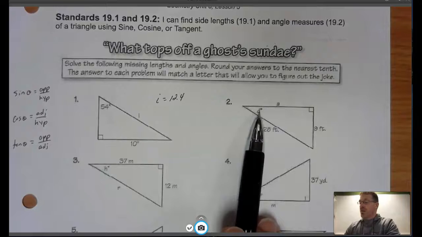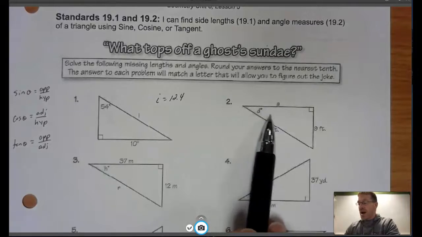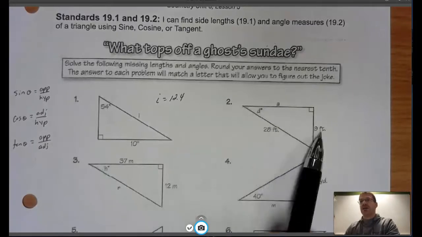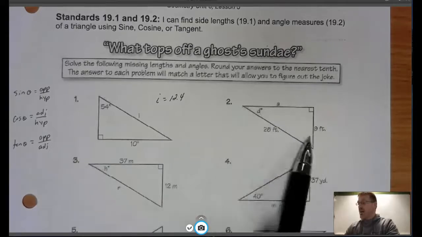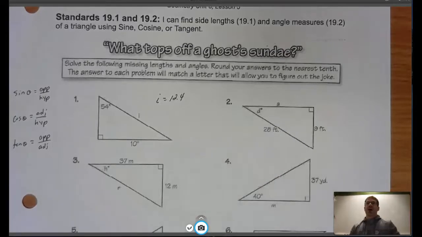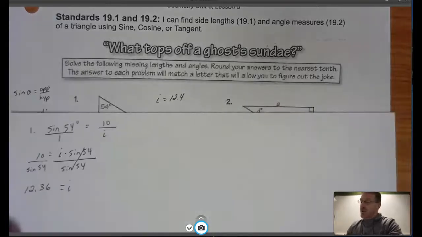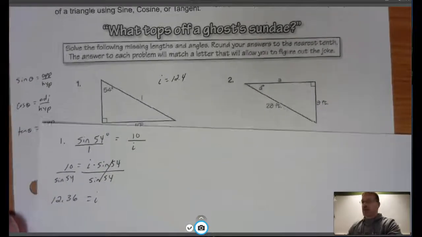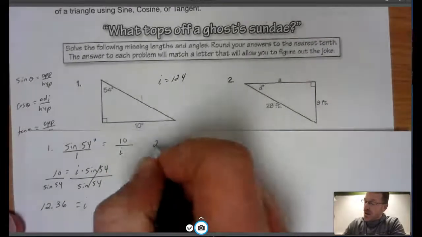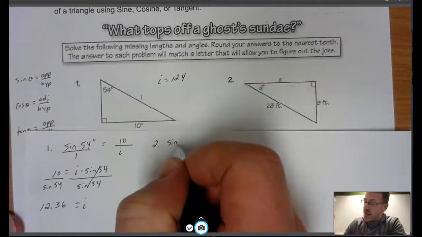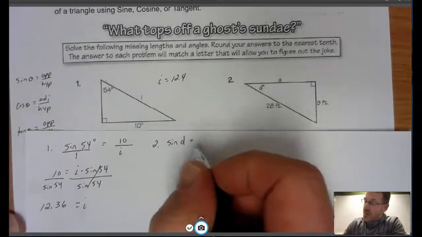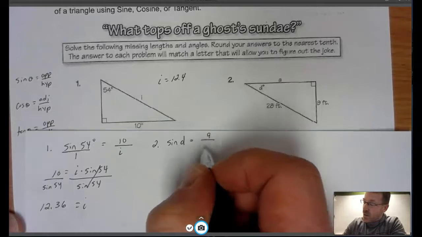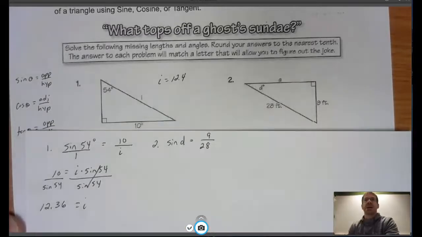I'm going to start by looking for this angle. When I look at this angle, I know the opposite side, which is 9, and once again, I know the hypotenuse, which is 28 here. So I once again have opposite and hypotenuse, so that once again means we're going to be looking at sine. But this time, when I set up my sine function, it's going to be sine of D, because I'm looking for that angle, equals the opposite, which is 9, over the hypotenuse, which is 28.